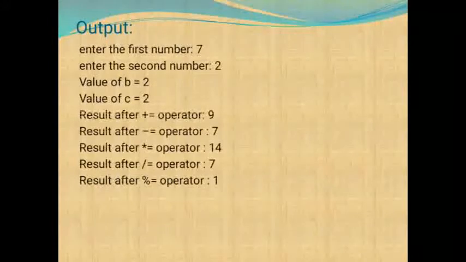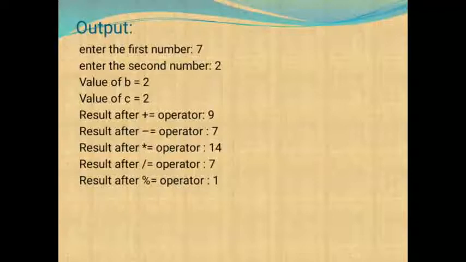Coming to the output of the program, the above listing code, the previous code, shows the usage and implementation of various arithmetical assignment operators in C++. So now the output of the arithmetical assignment operator program: first we have taken two inputs, first number and second number. It asks the user to enter, so I have entered 7 and 2. Next it is displaying the value of A and value of B.